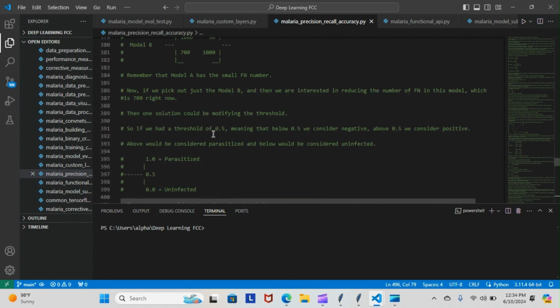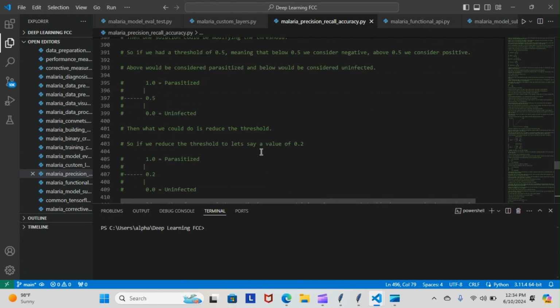So if we had a threshold of say 0.5, meaning that below 0.5 we consider negative, and above 0.5 we consider positive, above would be considered parasitized, and below would be considered uninfected. So this would be an example of that right here. This is our threshold 0.5. Anything greater than that, or above 0.5, will be considered parasitized. Anything below the 0.5, like the 0.0, will be uninfected.